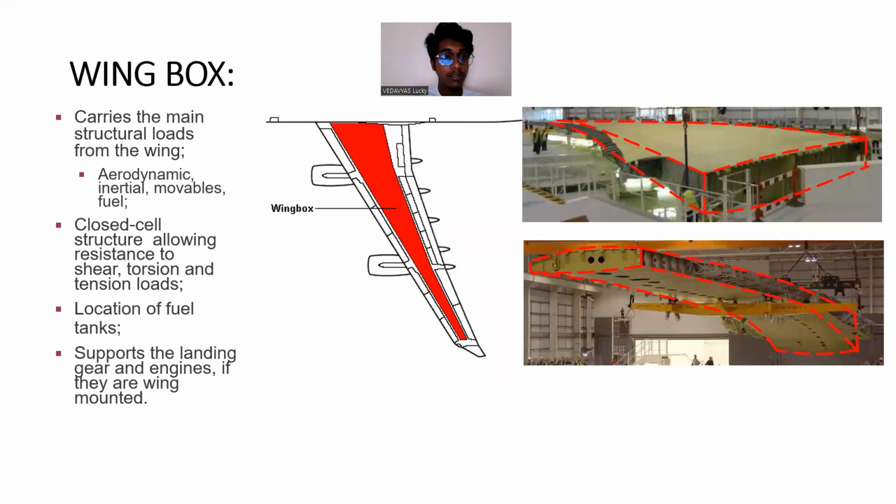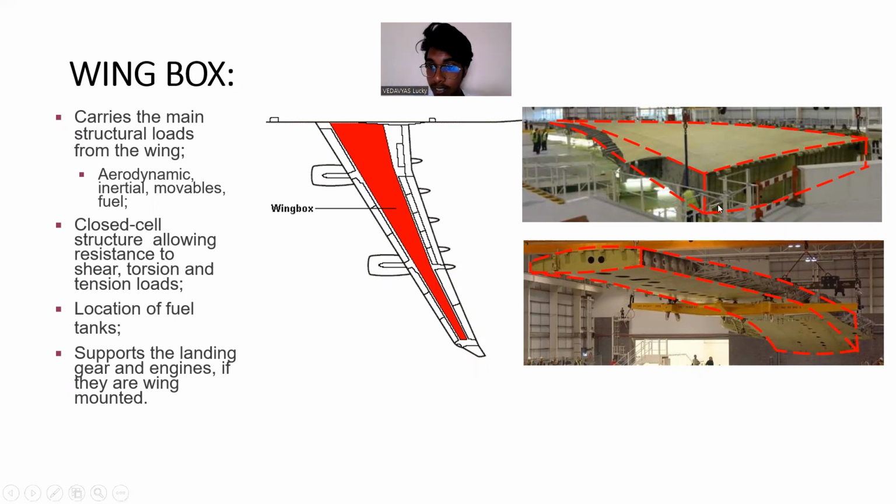As we can see, this wing box carries the main structural load from the wing, and the aerodynamic, inertial, and movable fuel loads. It is a closed cell structure allowing resistance to shear, torsion and tension loads. It is the location of the fuel tank, supporting the landing gear and engine if they are wing mounted.